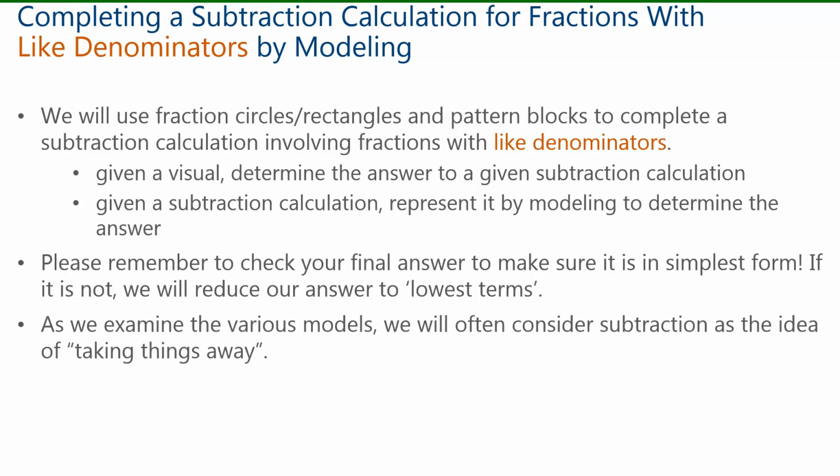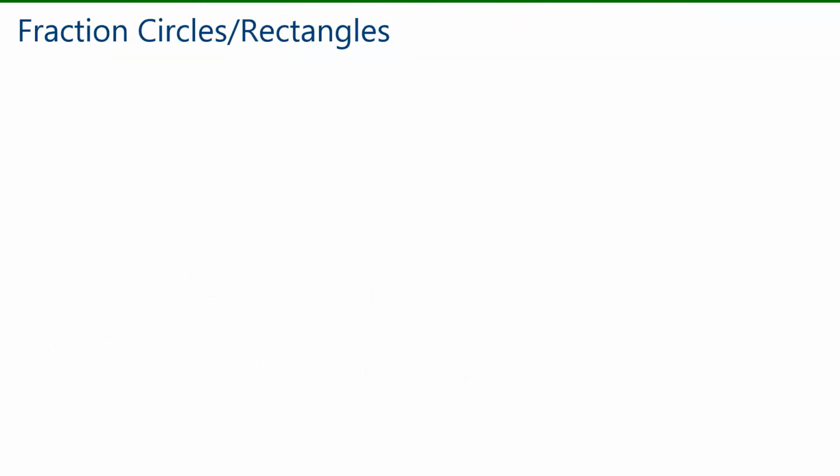And as we examine the various models, we will often consider subtraction as the idea of taking things away. For instance, if you have 8 gummy bears and I take away 3, then you will have 5 remaining. 8 subtract 3 equals 5. So let's begin with fraction circles or rectangles.